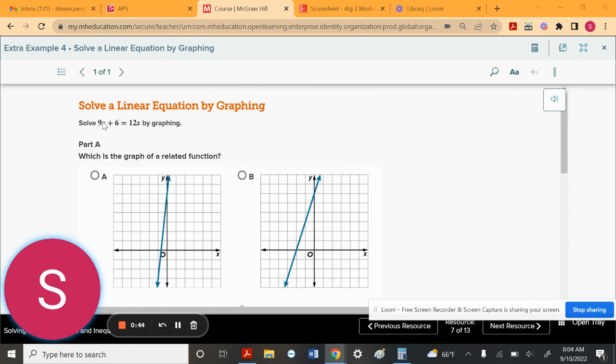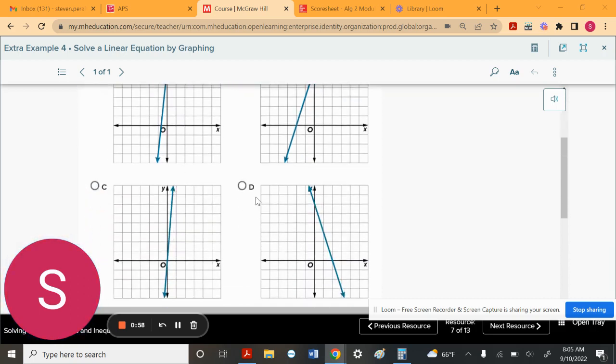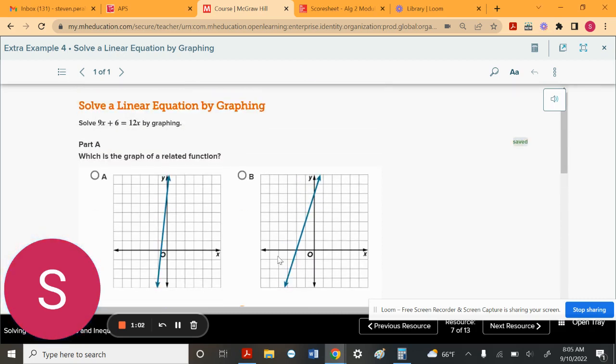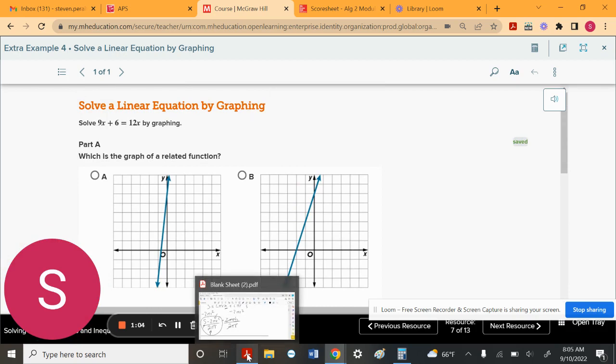So one way to do it is I could move everything over and solve for x. If I move this to the right, I'm going to subtract 9 from both sides. So I get 6 equals 3x. And 6 equals 3x, divide both sides by 3, x equals 2. So x is going to equal 2. So it's definitely going to be d, just by solving it. So that's one way to do it. We're going to see another way now, which is by graphing.